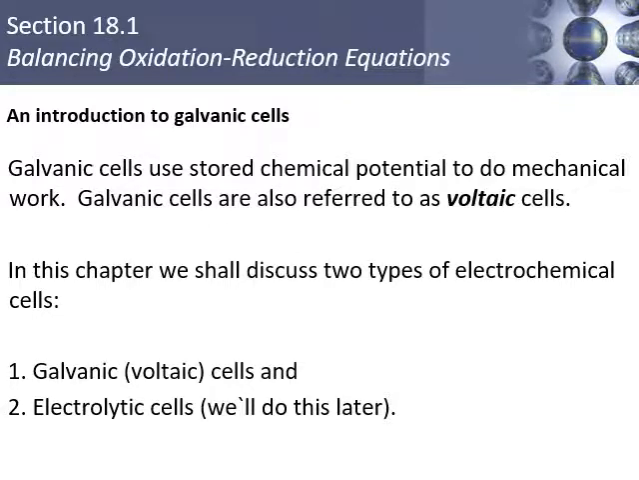So galvanic cells use stored chemical potential to do mechanical work, like your car batteries. So they're also called voltaic cells. We'll usually call them galvanic cells. And we'll talk about 2 different kinds of cells. The galvanic cells is the main focus. Towards the end, we'll talk about electrolytic cells, where we talk about how to calculate the number of coulombs that are traveling through, and then we'll use that to do some problems. Next slide.